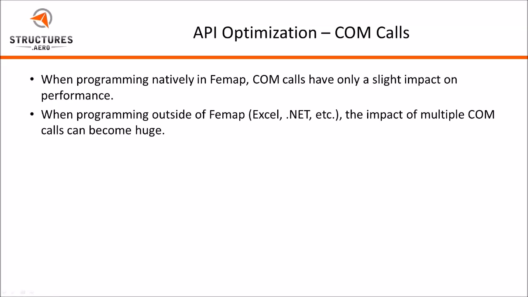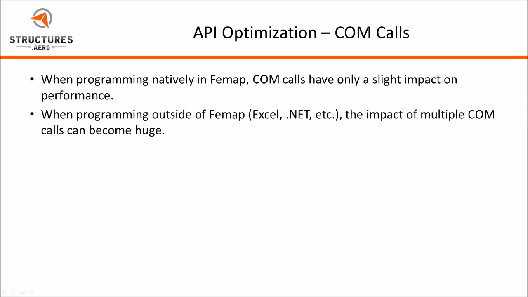So, a couple of basic rules when you're programming to try and speed things up. If you're programming natively in Femap and it's only going to exist in Femap, COM calls are not a big deal. It's native to Femap. It's not actually a COM call. Doesn't have a huge effect. You can still do things faster if you're trying to do very complicated things, but it's not too bad.